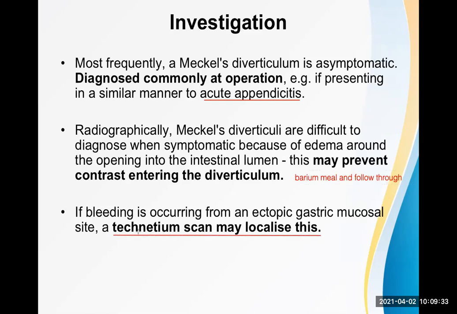A 99m technetium scan can be done, and even a very small amount of bleeding can be diagnosed by this, because it is done with radiolabeled RBCs. So the technetium scan is labeled in the RBC. Those RBCs leak outside even from a very small amount of blood, and that can be easily seen. There is a special type of imaging taken by a gamma camera, we say.